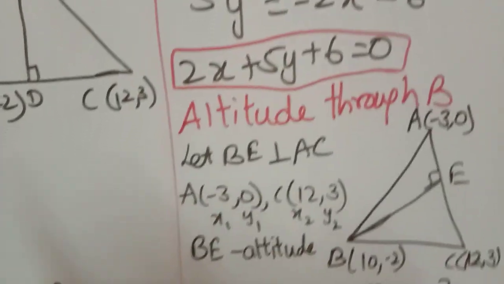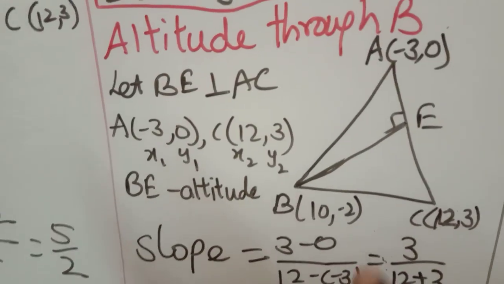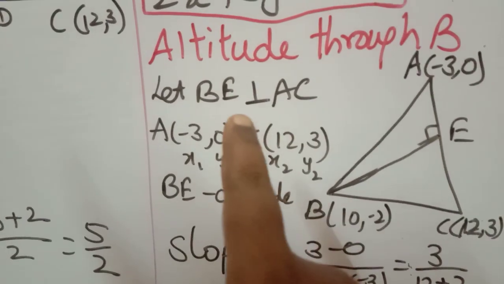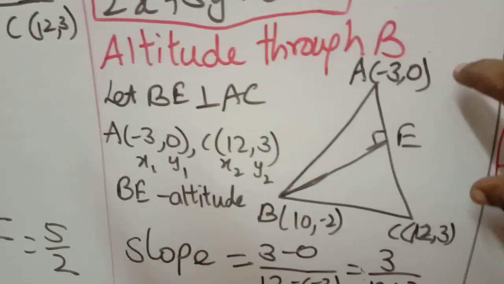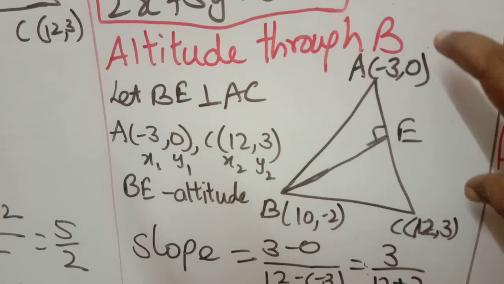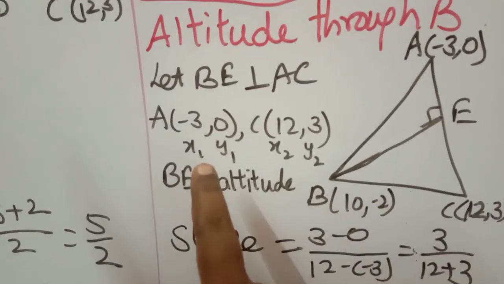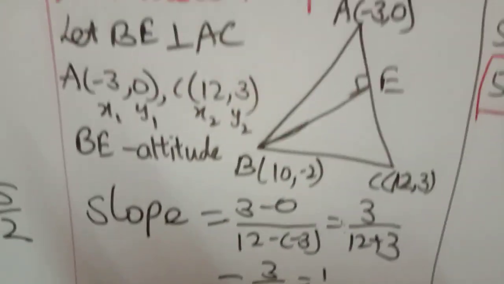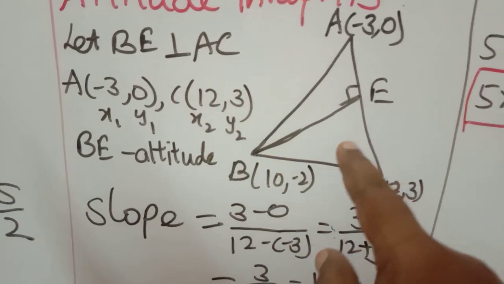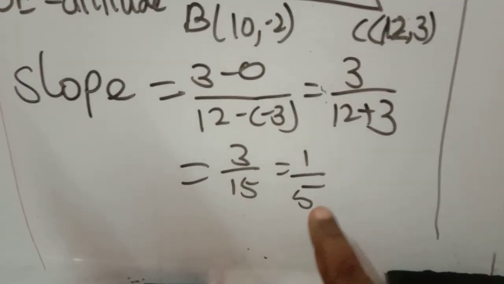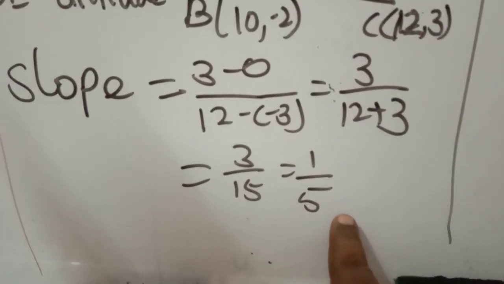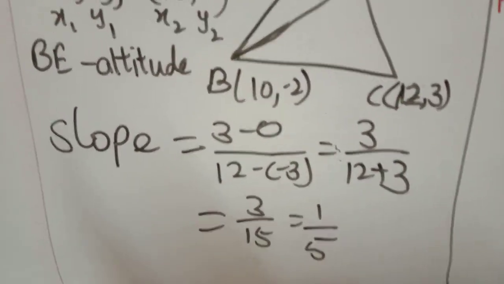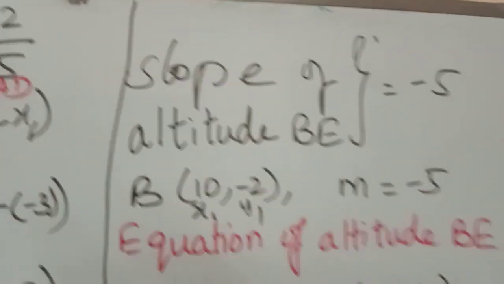Next we have to find the altitude through B. Draw BE perpendicular to AC. Now we have to find the slope of AC. Through B means find the slope of AC. Write down the points A and C and find the slope. We get 1 by 5. So what is the slope of altitude BE? Write the reciprocal and change the sign, so minus 5. So the slope of altitude BE is minus 5.